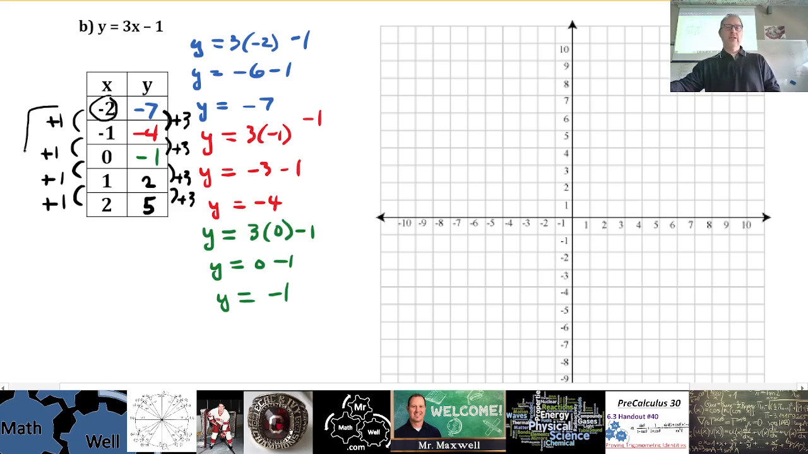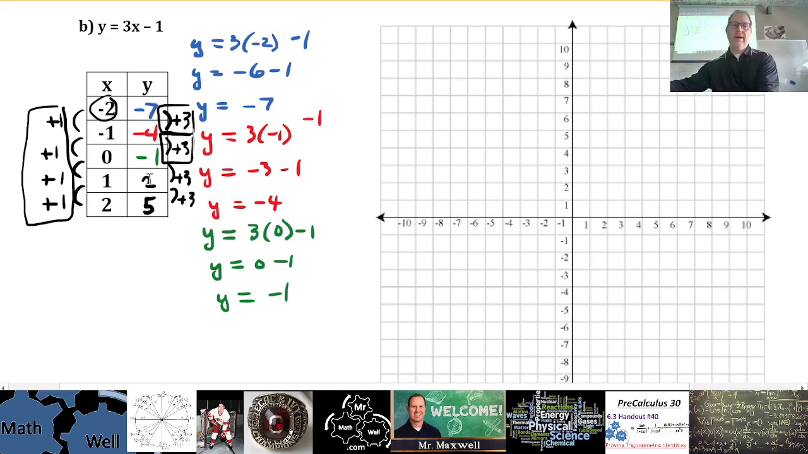I noticed that each of the x values increased by 1. And then I started noticing that, hey, we've got a plus 3 here, and for the third one. So I just continued that pattern. And negative 1, 2, and 5 are the last ones there.